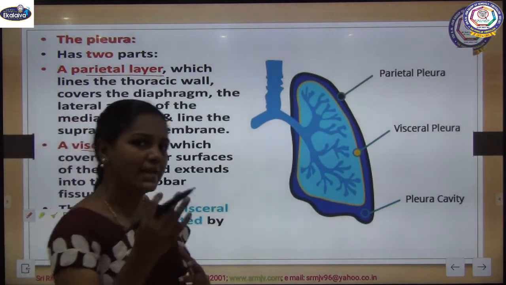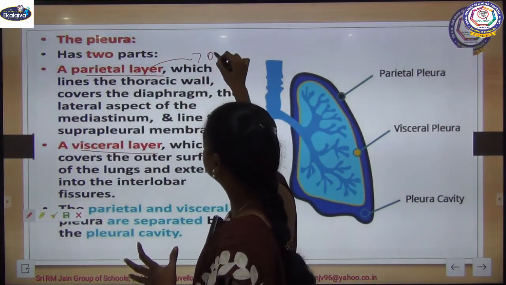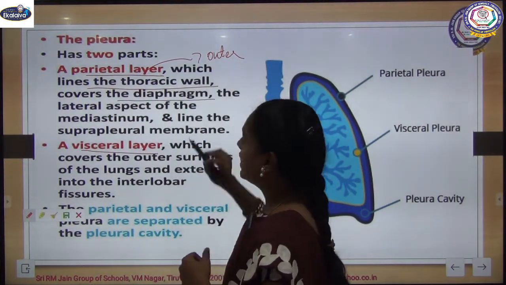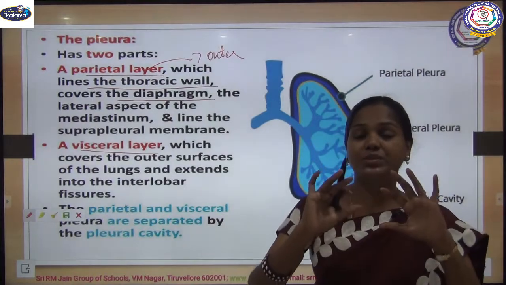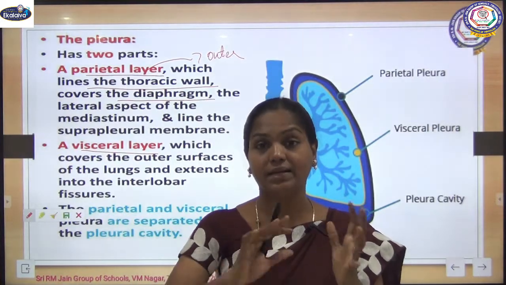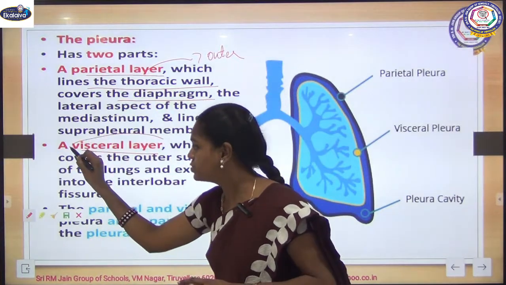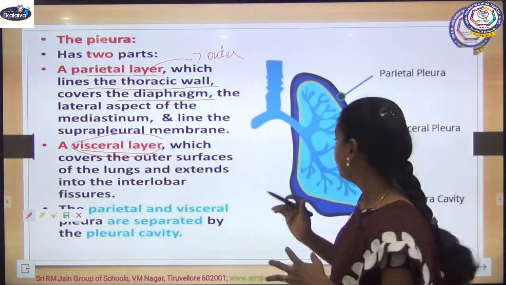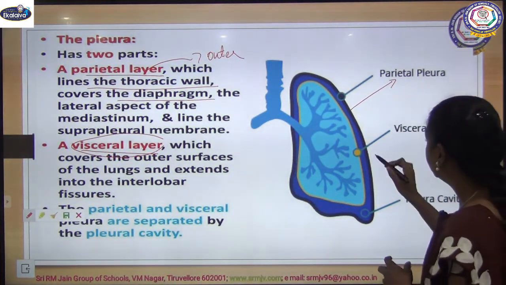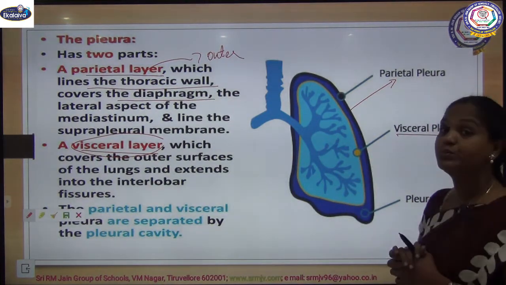So what is the parietal layer? The outer parietal layer and the inner visceral layer. The parietal layer is the outer layer, very close to the lining of the thoracic wall, and it covers the diaphragm. It is in close proximity with our body wall, the thoracic wall. The inner layer is in close proximity with our lungs. See, this outer layer is our parietal pleura, and the inner layer, this yellow line very close to our lungs, is called the visceral pleura.